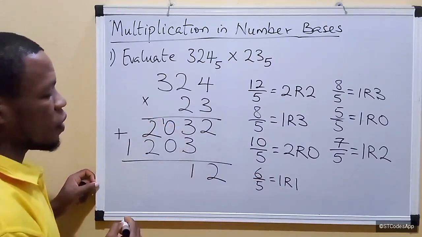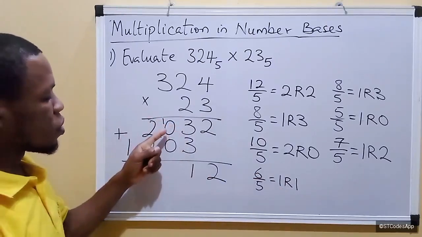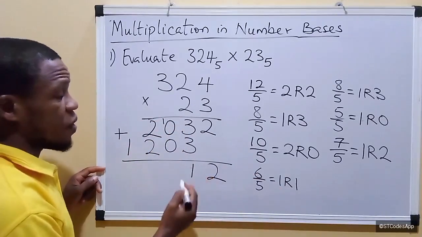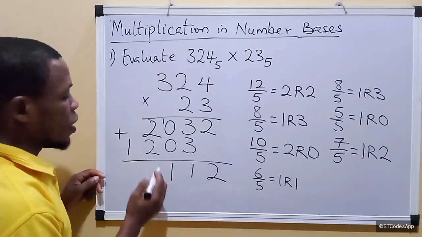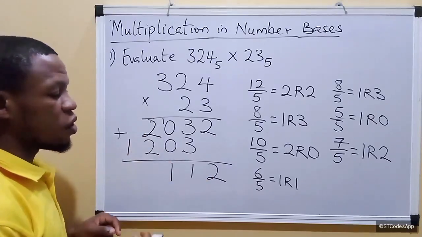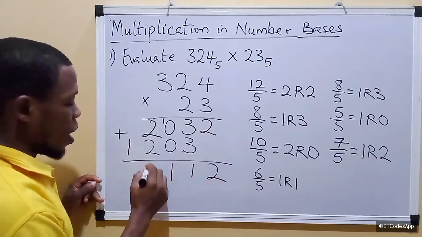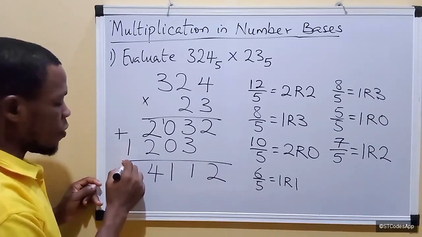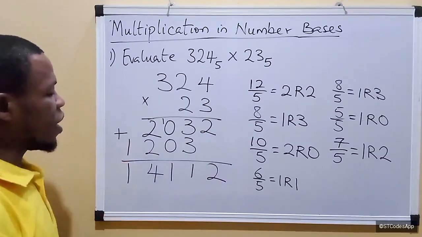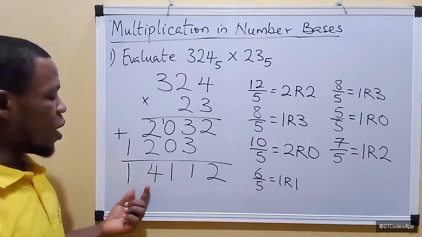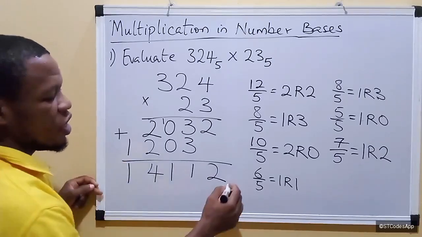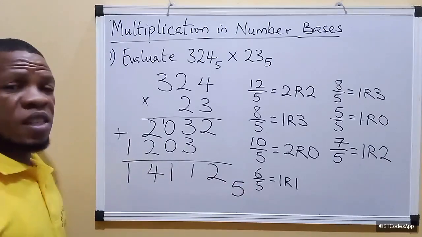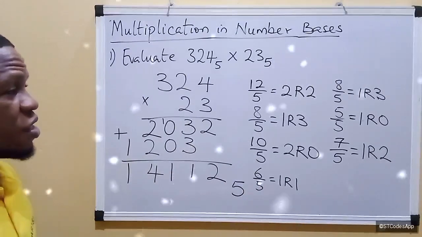So I have 1 here. So 1 plus 0 is still 1. This is less than the base 5, so we put it down. Then 2 plus 2 is 4. It is still less than the base 5. I will put it down. This is 1, less than the base 5. I'll bring it down. So at the end of the day, we have 14112 in base 5. This is how simple multiplication in base 5 is.